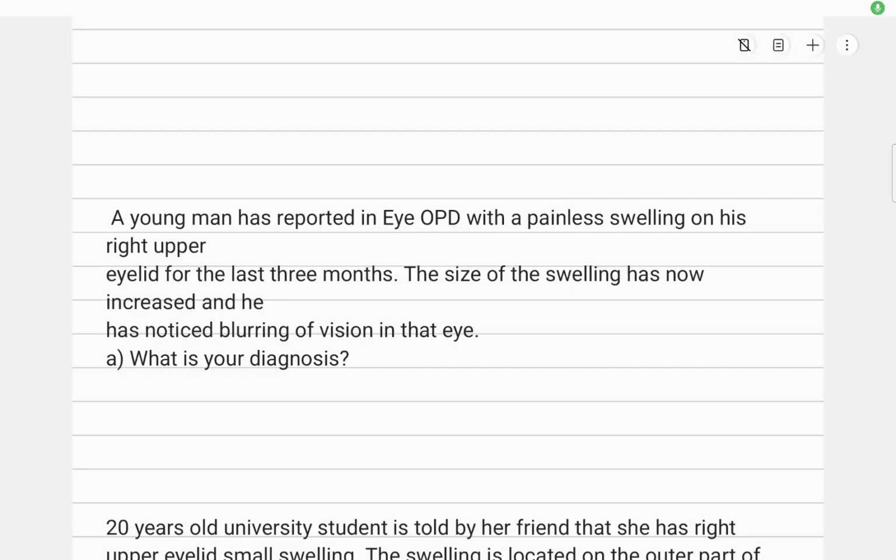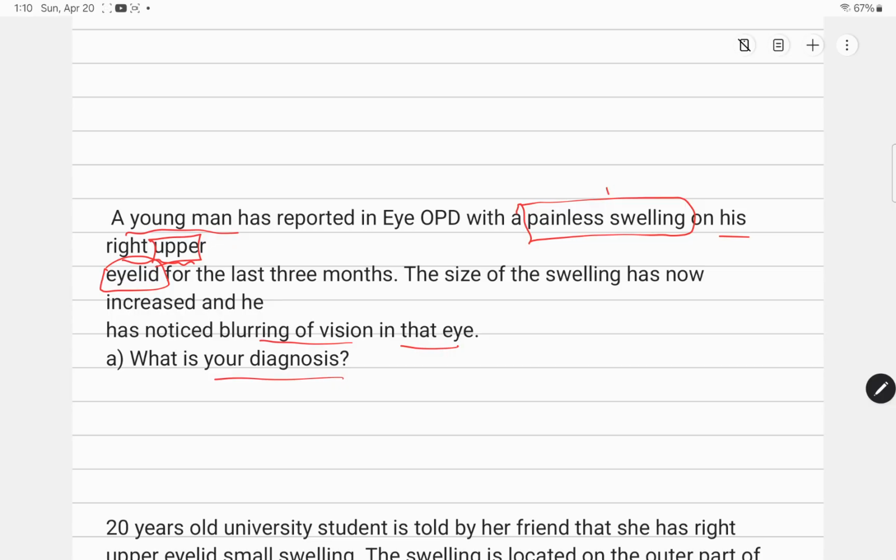Discuss some of our questions related to our previous topic. A young man was reported in OPD with a painless swelling. So the main thing is it is painless swelling, so there is no pain, and on his right upper eyelid. The second thing is upper eyelid. For the last 3 months, the size of the swelling has not increased, and he has noticed blurring of vision in the eye. So what is your diagnosis?